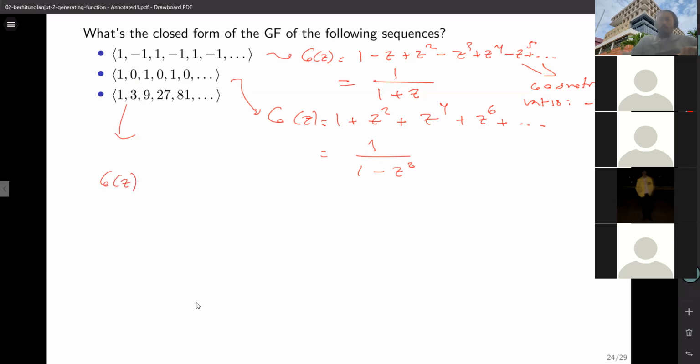Oh, by the way, I forgot. If you write this as a summation, it looks like this, right? Sum from k equals 0 to infinity of minus 1 to the power of k, z to the power of k. Okay. Now, what about this one?